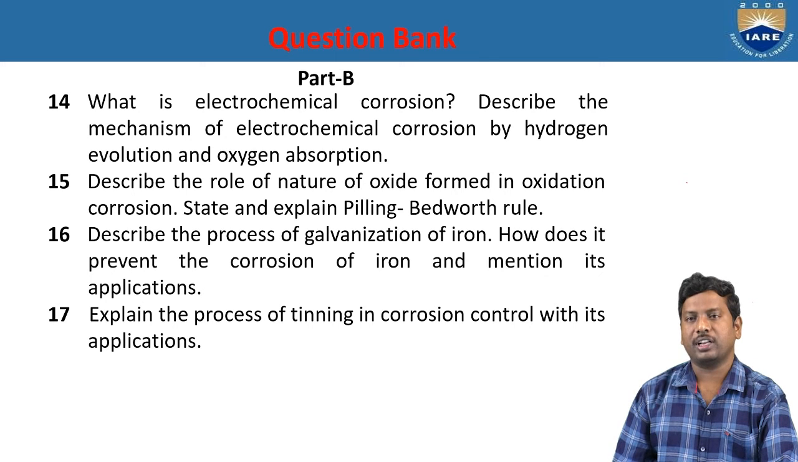Explain the process of tinning in corrosion control with its applications. So tinning is nothing but the coating of tin on the base metal of iron, and these are most properly useful in the food utensils.